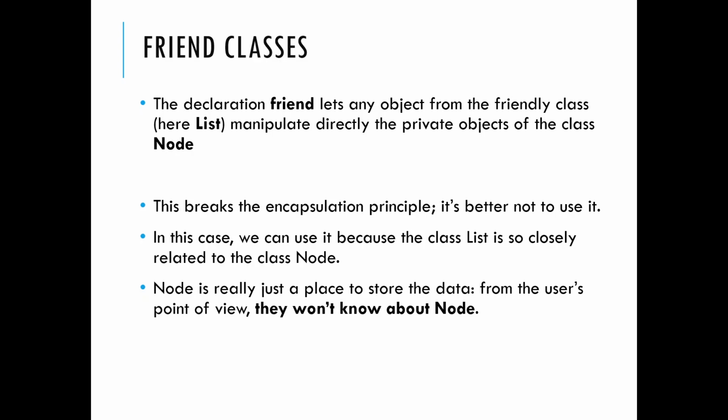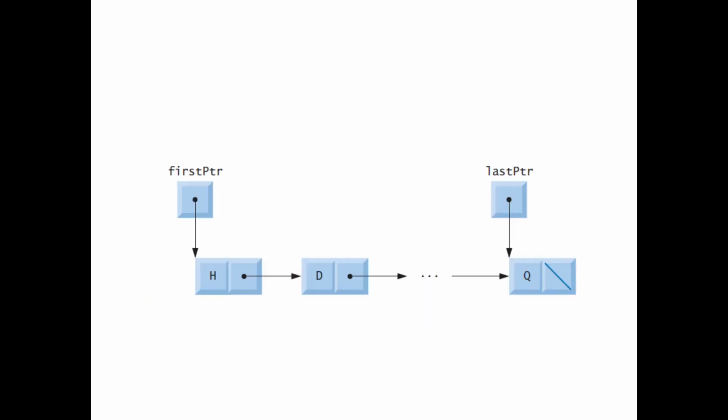The node class itself is really just a place to store the data in this particular case. But because they are working so closely together, it's okay in cases like this. Most of the time, we would not want to do something like this, and so the friend class, or the friend keyword, is normally used with caution.